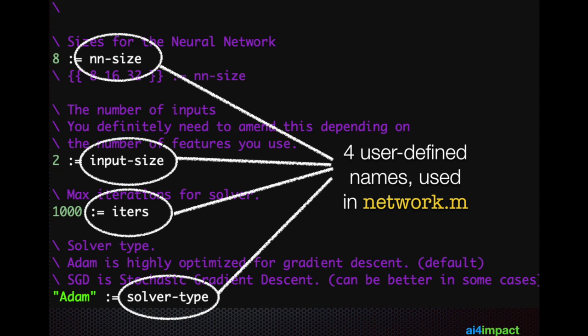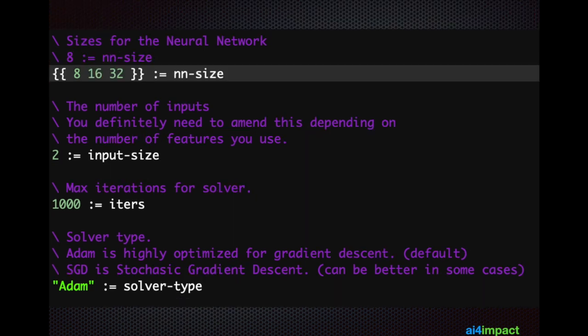All these names defined here have just one value on the left, which means that there is exactly one configuration that is run, one in which NN size is 8, input size is 2, iters is 1000, and the solver type is Atom. Here's an example where we change the definition for NN size so that it can take on one of 3 values, 8, 16, or 32.